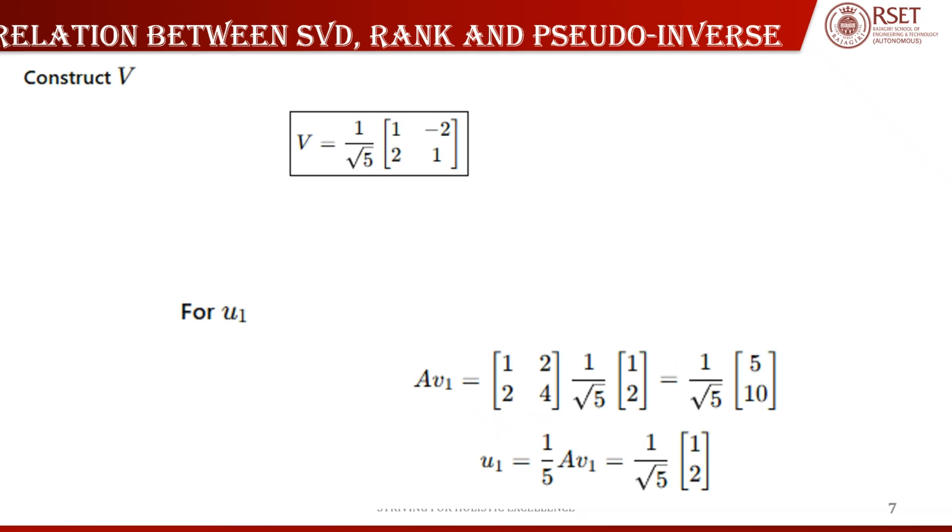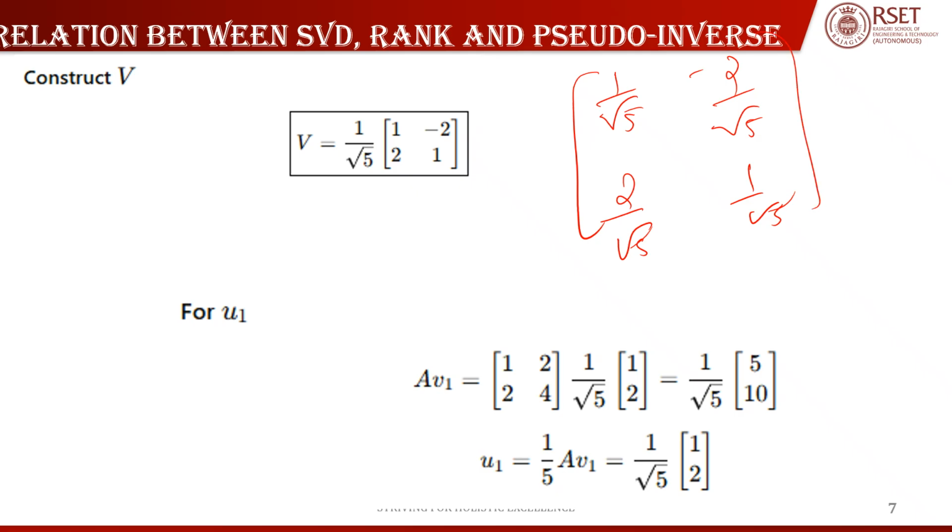After getting v1 and v2, you can form V. So V will be, the first column will be 1 by root 5, 2 by root 5, and the second column will be minus 2 by root 5 and 1 by root 5. You can just take the root 5 outside to get V. Okay, that's how we have this V.